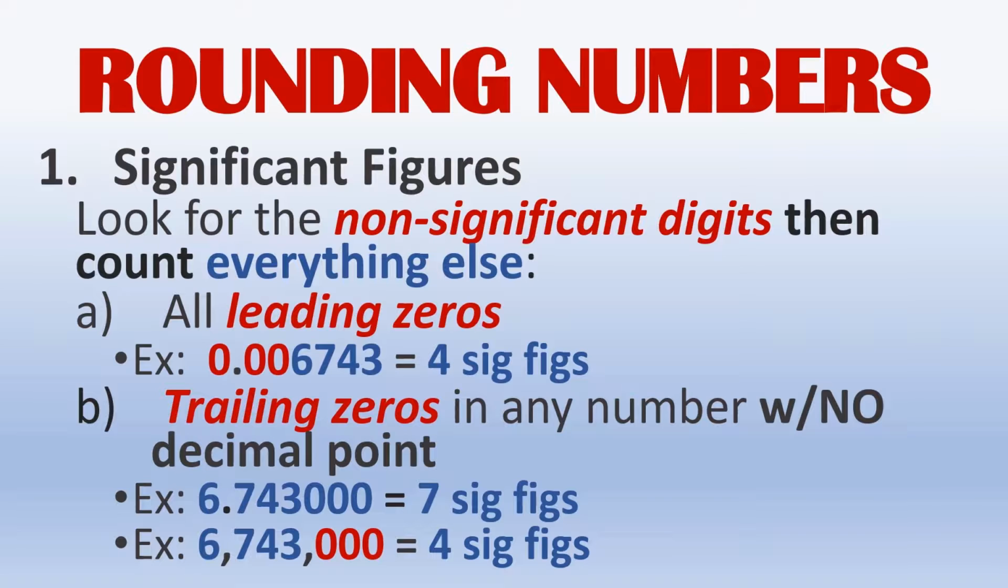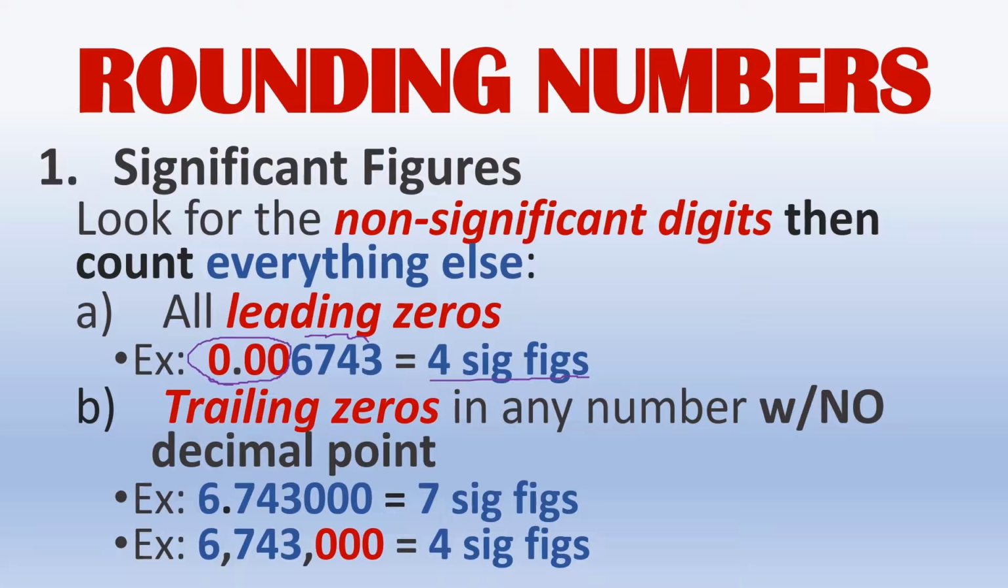Now there are two types of non-significant digits. The first is all leading zeros. Anytime you have zeros in the front of the number, like in this example, 0.006743, these zeros right here at the beginning of the number are leading zeros. Since these three are leading zeros, we can count the rest as significant. So there are 1, 2, 3, 4 significant figures.